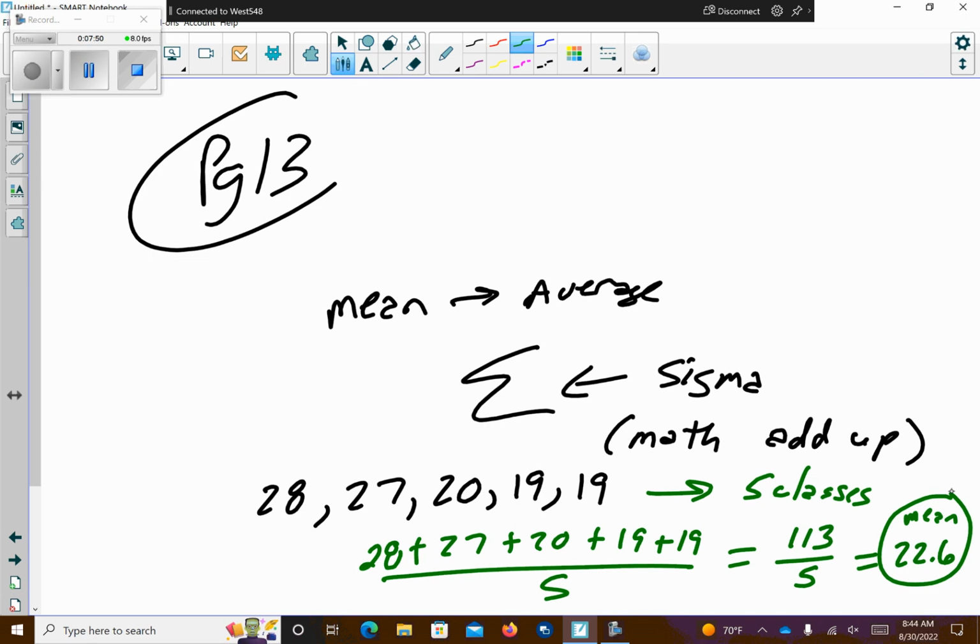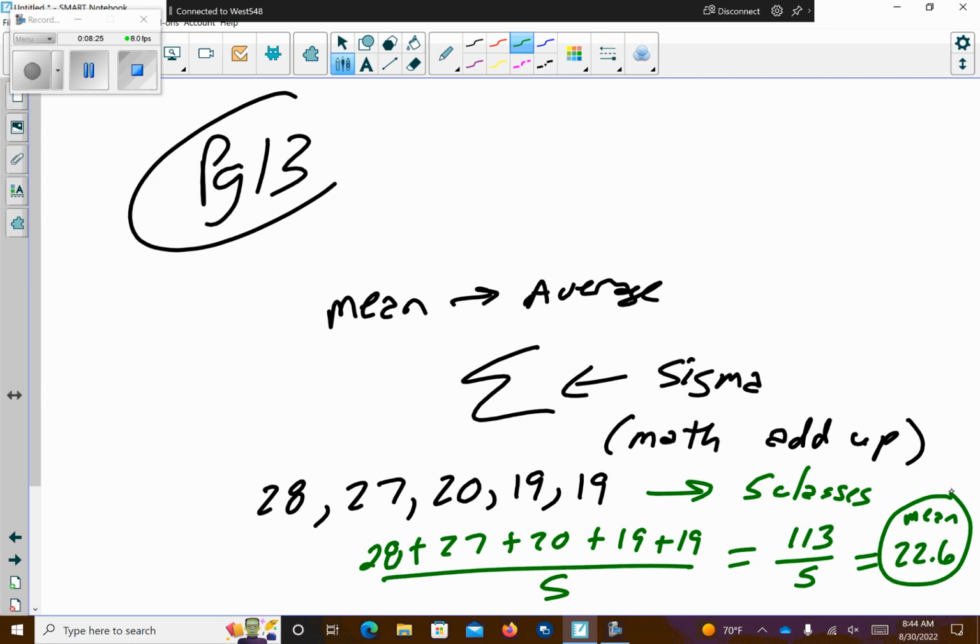Let me ask you this. You know that 28 and 27 are my numbers, yes? Does my 28 and 27 increase the mean or decrease the mean? Because of my 28 and 27, does the mean become a larger number, or does it become a smaller number, compared to 20 and 19 and 19? I make it bigger. I brought the average up.